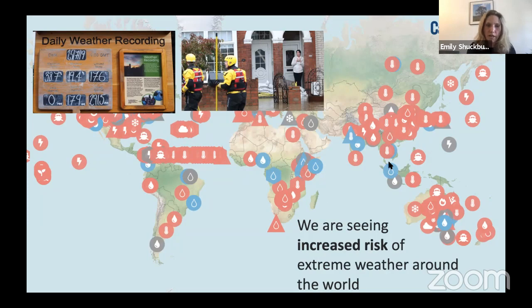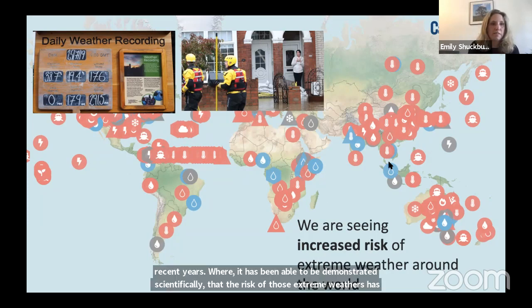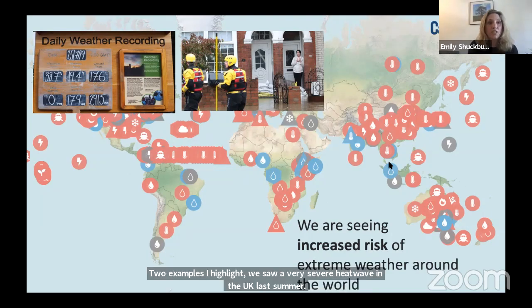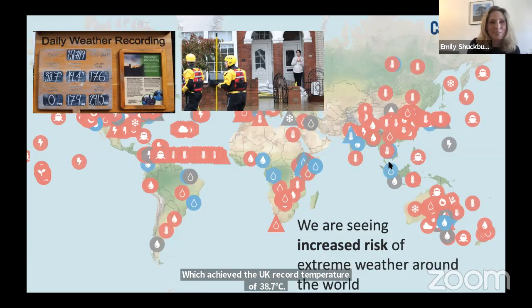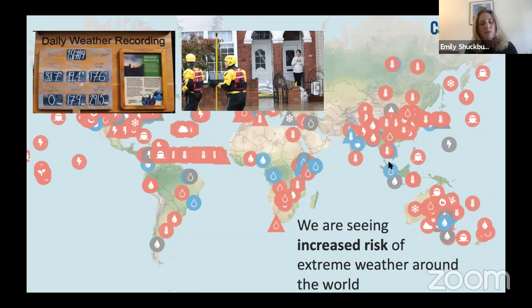And just two examples that I highlight: we saw a very severe heat wave in the UK last summer. One of the pictures at the top was taken at the Botanic Gardens in Cambridge, which achieved the UK record temperature of 38.7 degrees Celsius, which I can tell you was quite unpleasant because I was in Cambridge on that day. And the other image is of flooding that we saw at the end of last year. This comes from, I believe, Doncaster in the north of England. But we've seen numerous flooding events in recent years in the UK.